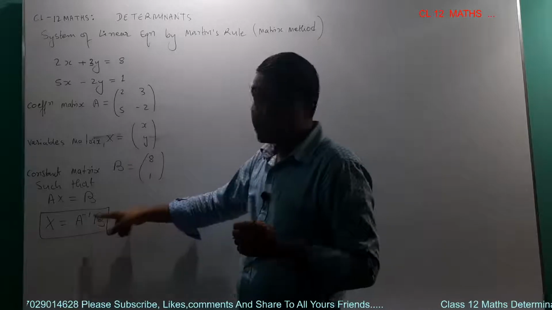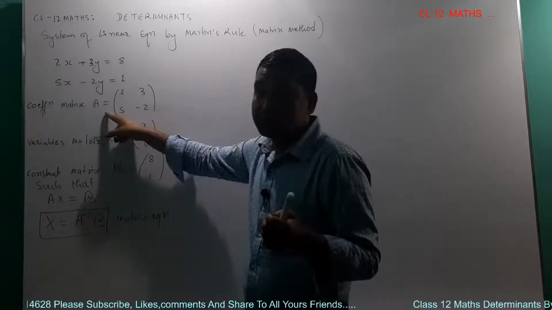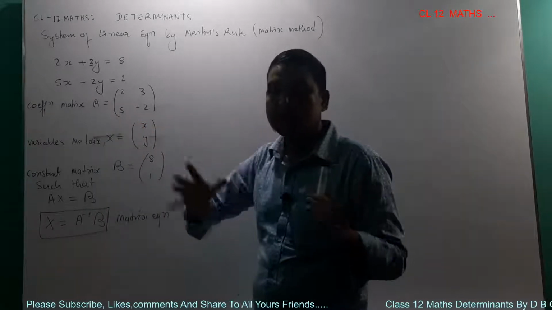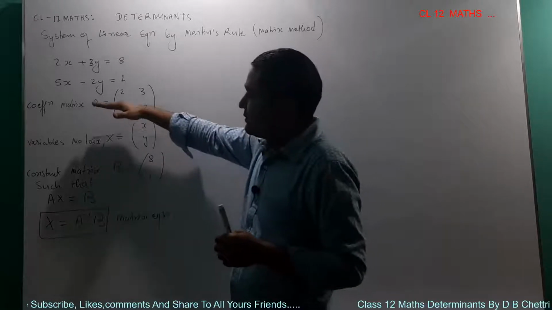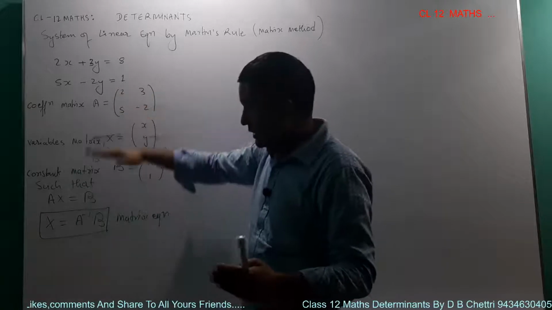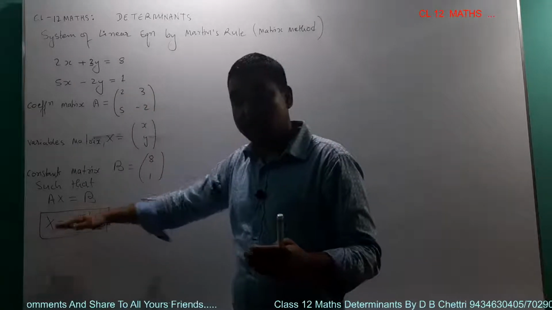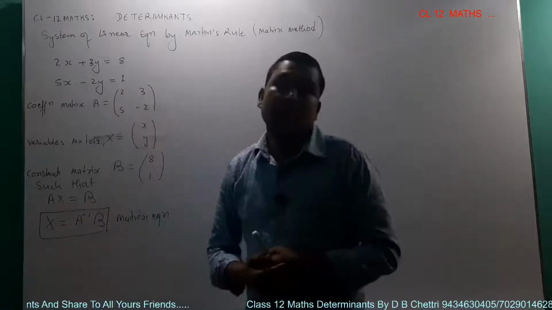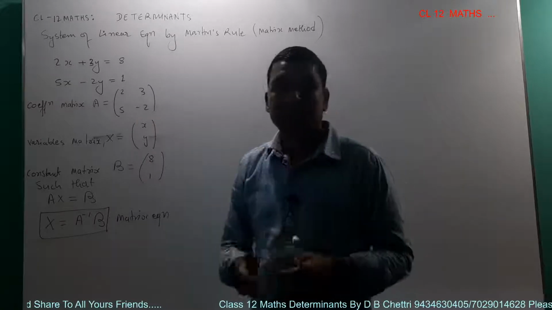We already discussed that if the determinant is 0, it is not possible to get the inverse. That's why first find the determinant. If the determinant is other than 0, then we find A inverse. After getting the inverse, we use this equation to solve the system of equations.